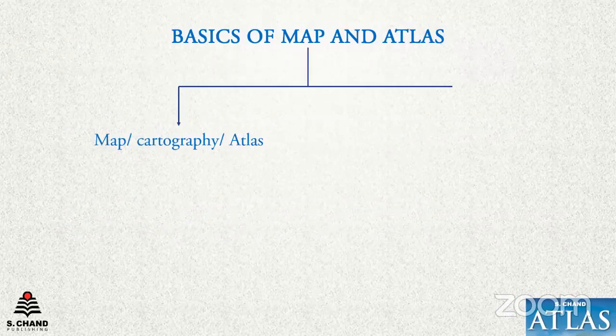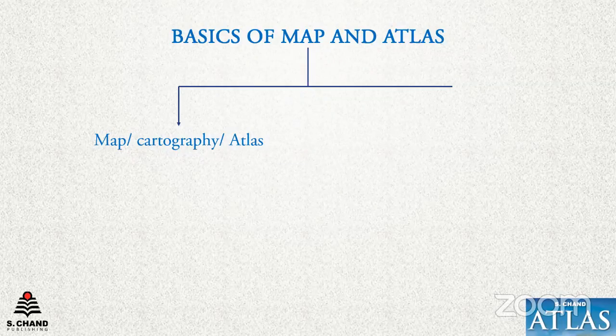So these are the basics of maps. I will go one by one, not in very much detail, but I will try to explain as much as possible in the easiest way to everyone. So what are the basics of maps? I categorize them into 3 parts. That's a map, cartography, and atlas.